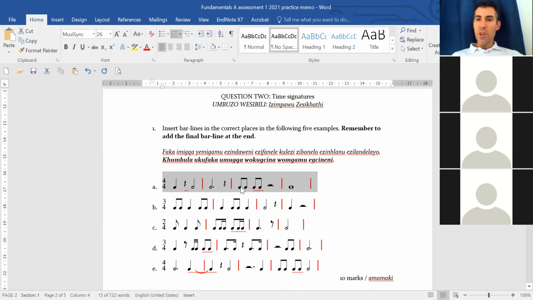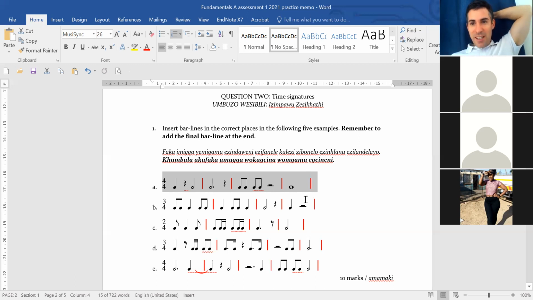Then a quaver is worth a half, and another quaver makes 1. So 2 quavers is worth 1, and 2 quavers is worth another 1. 1 + 1 = 2. How much is this rest? A minim rest, 2 beats. So 1 + 1 = 2 + 2 = 4, so we put the bar line. And then this note over here is worth 4, so we put the bar line.